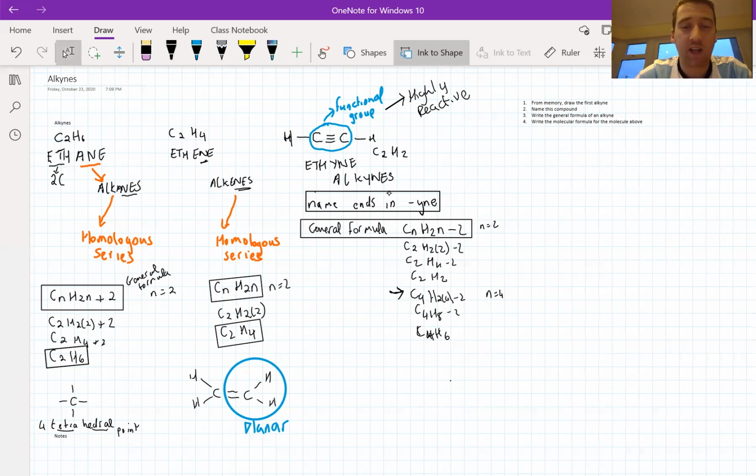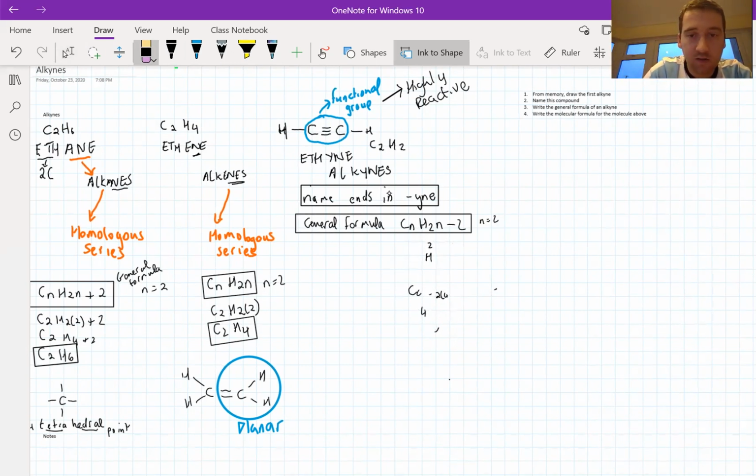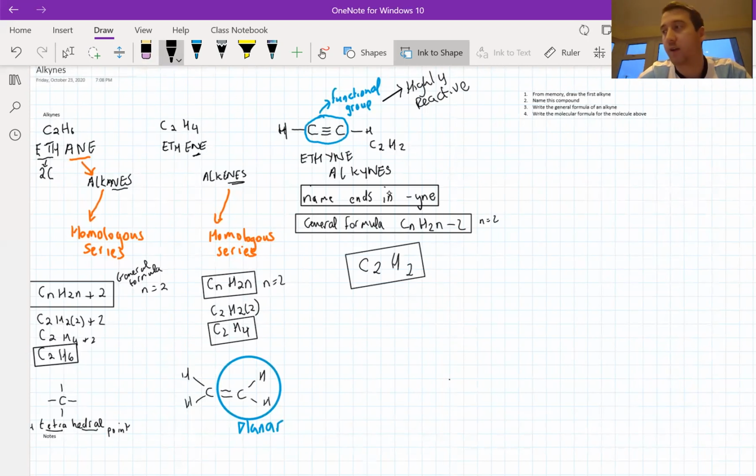Now, with that in mind, it gives us a use that we have for ethyne. I'm just going to rub out some of this stuff here for a second. We have the formula for ethyne, which is C2H2. Sorry, that should be a 2. Now, the use that we have for ethyne is that it's used in welding.